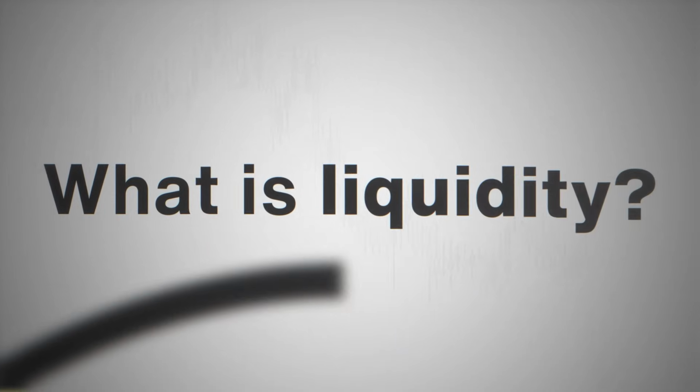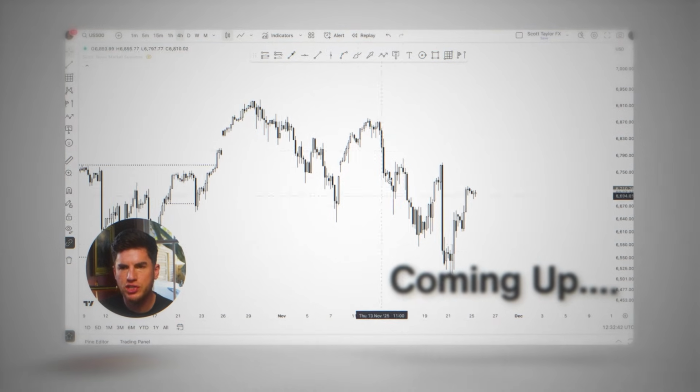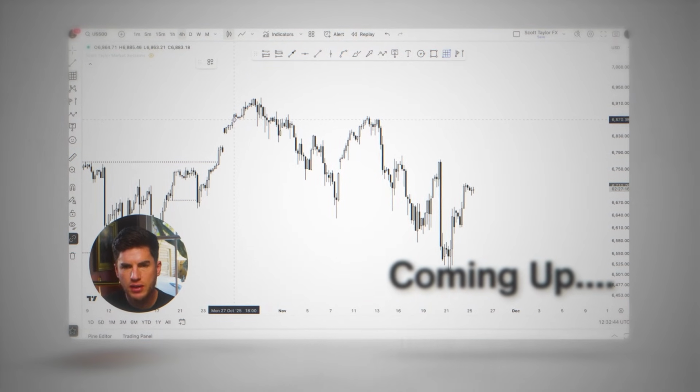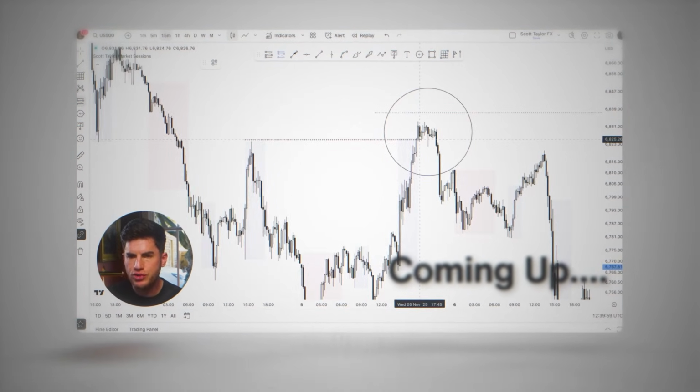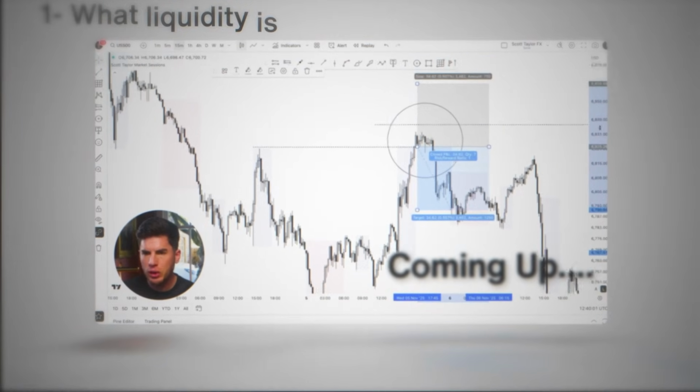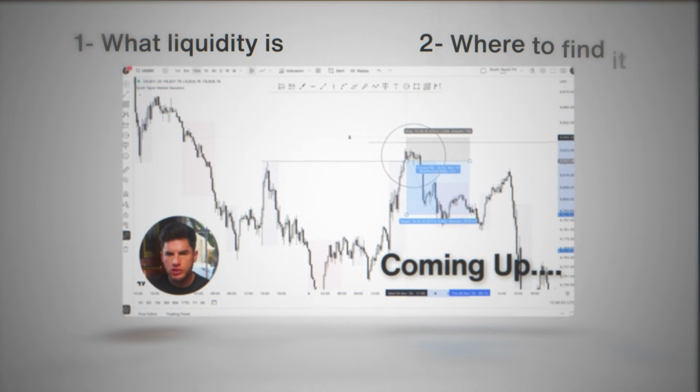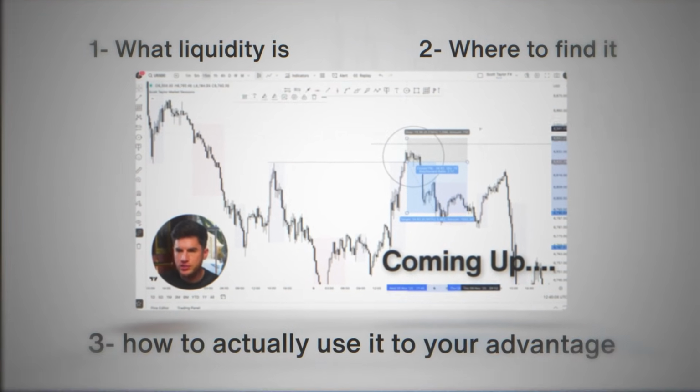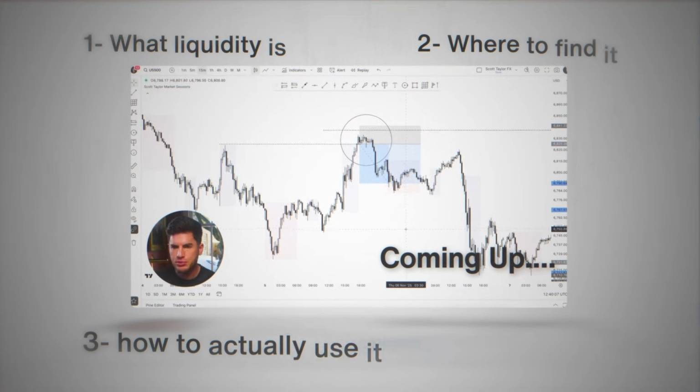So what is liquidity? Most trader influencers make liquidity seem so complicated. So I'm going to break it down in simple terms so that by the end of this video, you'll understand exactly what liquidity is, where to find it, and how to actually use it to your advantage. You see, liquidity basically means how easy it is to buy or sell something in the market.